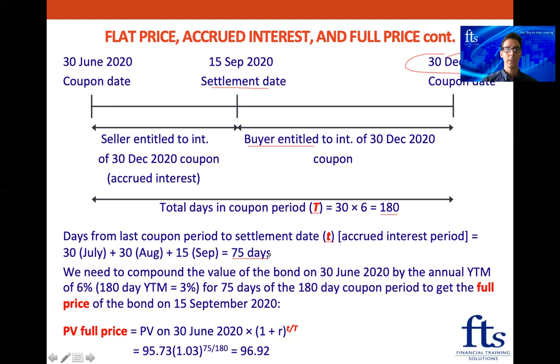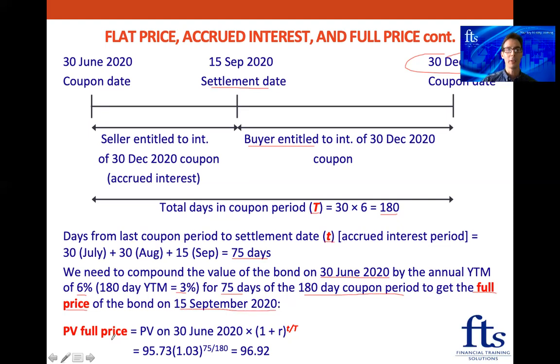So now what we need to do is compound the value of the bond on 30 June 2020, that $95.73 we worked out on the previous slide. We need to compound that value by the annual yield to maturity, which they gave us as 6%. So on a 180-day basis, it's going to be 3%. And we need to do this now for the 75 days of the 180-day coupon period. And that's going to give us the full price of the bond on 15 September. That's what we need to work out from the question. What's the full price of the bond?